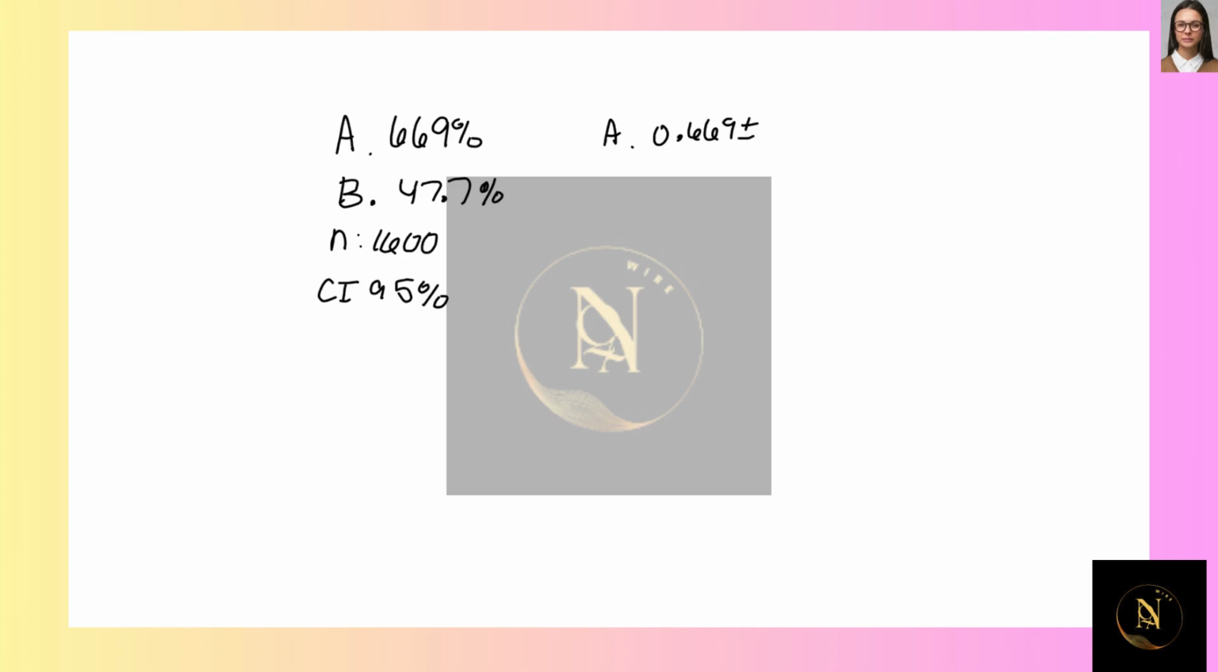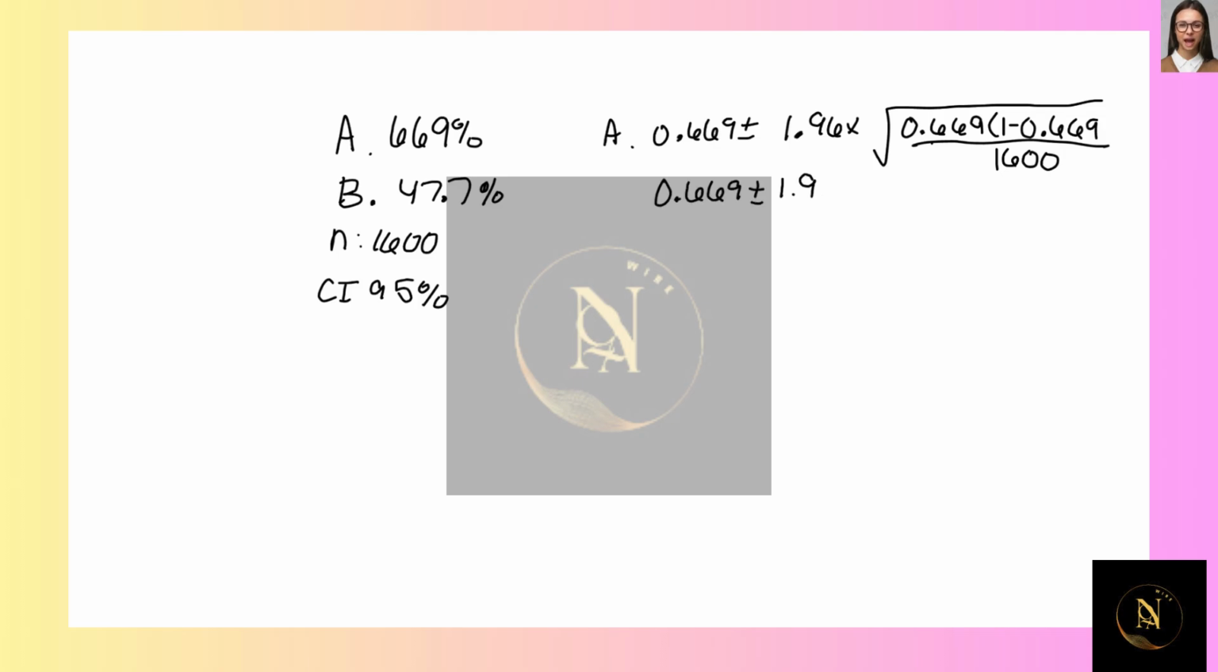0.669 plus or minus 1.96 times the square root of 0.669 times 1 minus 0.669 divided by 1,600. So then you would take 0.669 plus or minus 1.96 times 0.1176. Then you would take 0.669 plus or minus 0.02306. And this right here is your margin of error.